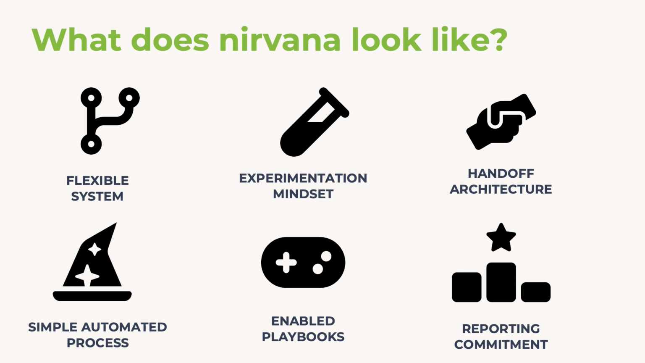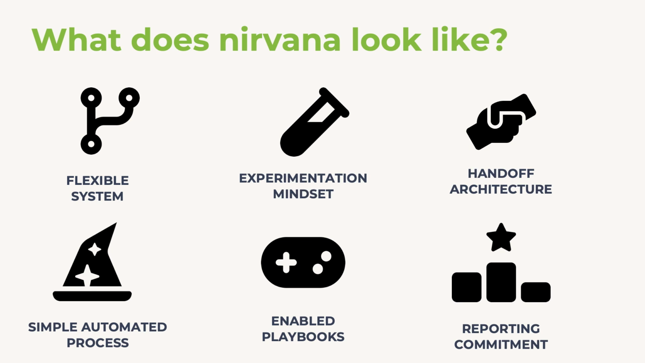What does Nirvana look like? What do we actually want to see? There's a lot of elements up here, but if I do it more as a story, we've got a system that's super flexible, that's identifying PQAs. We're changing that, we're experimenting. We've got that experimentation mindset, and we're elevating the right lead when it needs a human-led moment. We've got a really beautiful handoff architecture. We know how to route it to the right person, and we're giving them the exact information that they need.